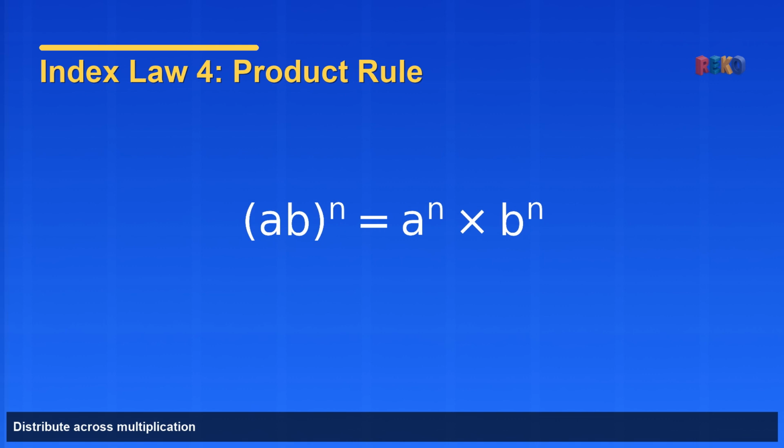For example, if we square the product 2 times 5, we are multiplying 2 times 5 by itself, giving 2 squared times 5 squared, which equals 4 times 25, or 100. This is why we can distribute the power across both factors.